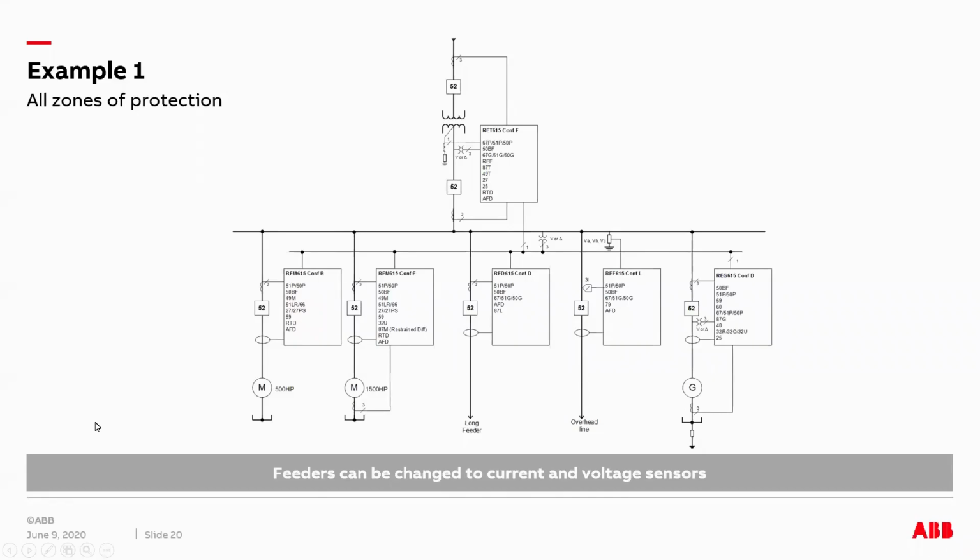Now, when we talk about the sensor, we're looking at how we can convert the traditional CT and the PT to current and voltage sensor. So the feeders can be changed to current and voltage sensor in this case. So here we have the feeder relay. We have replaced the CT with a current sensor, okay? And then the PT with the voltage divider here, the voltage sensor. So this relay operates based on that.